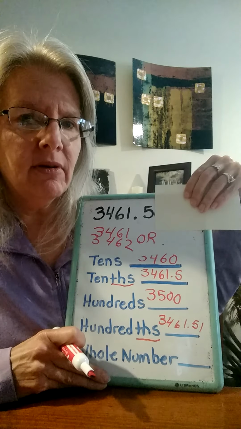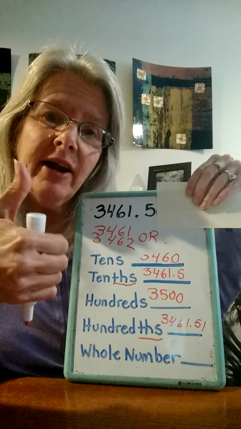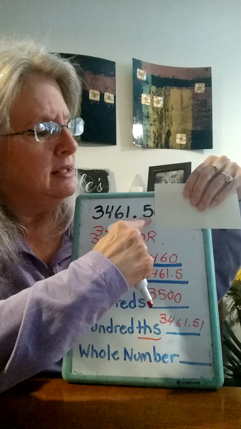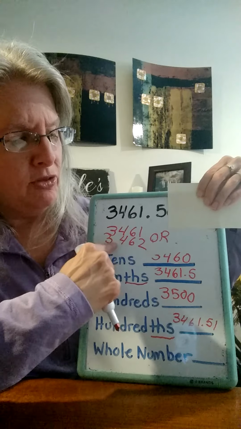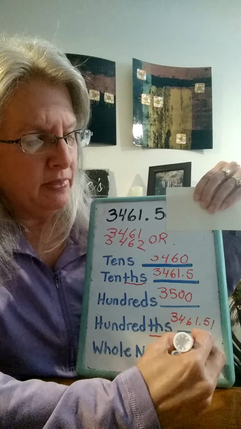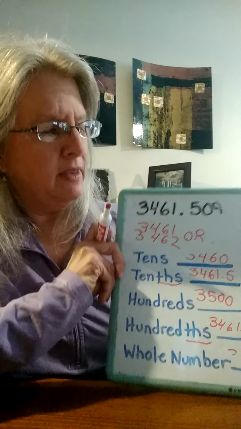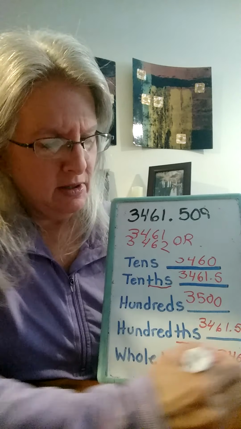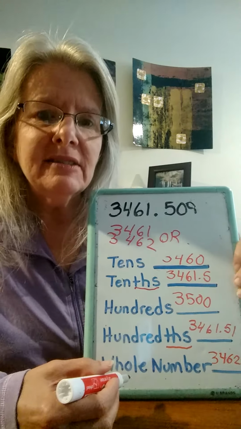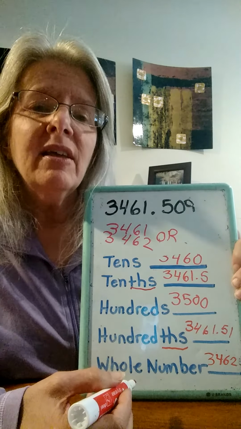It's a 5. Remember, 5 or higher means round up. 5 is the halfway mark, we round up. Since that is a 5, we are going to pick the higher number, 3,462. Whoops, let me put this down here. So 3,462.